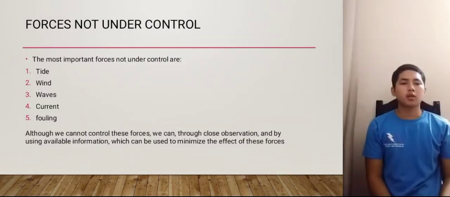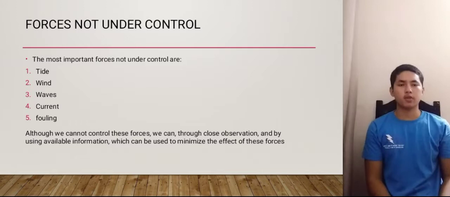Forces not under control. The most important forces not under control are tide, wind, waves, current, and fouling. Although we cannot control these forces, we can do close observation by using available information, which can be used to minimize the effect of these forces.